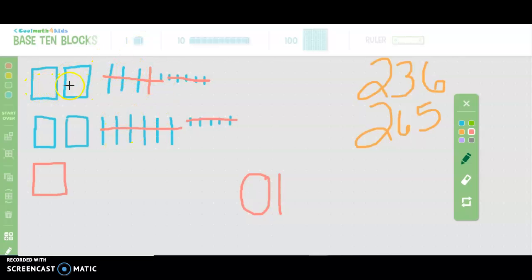So now I'm ready to determine what value I have in my hundreds place. So I've got 4 already. With that additional 1, that's going to give me 5. So my answer would be 501.